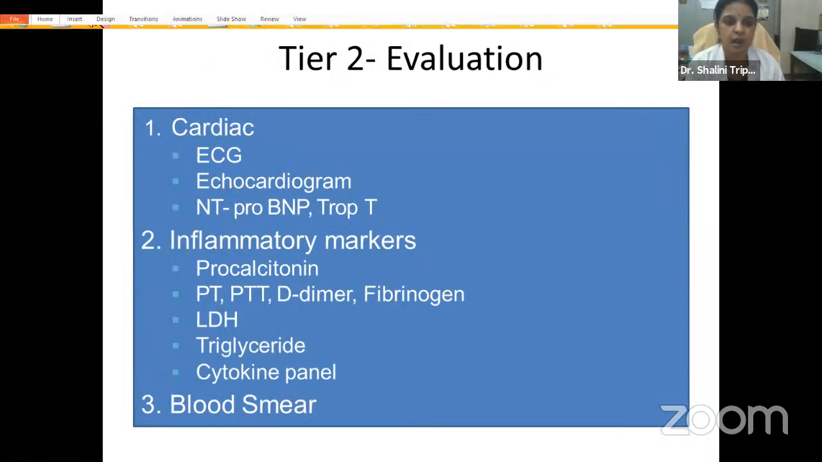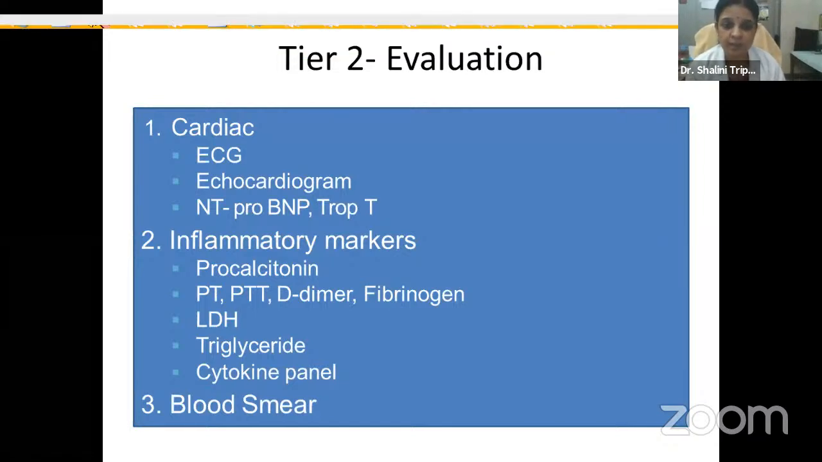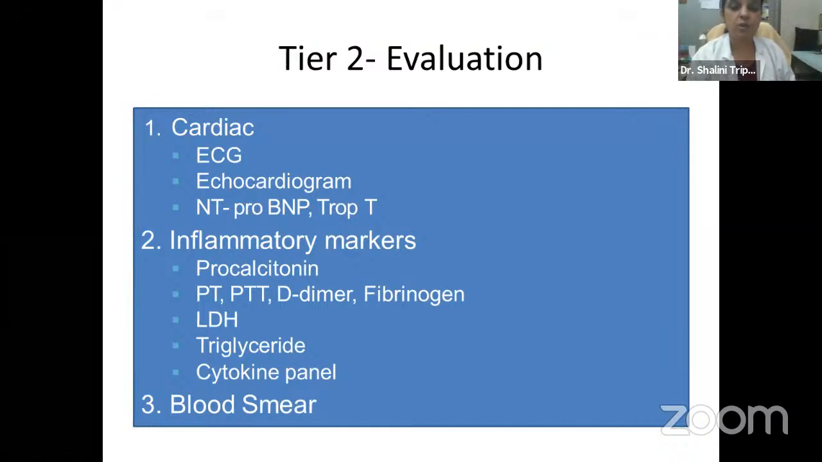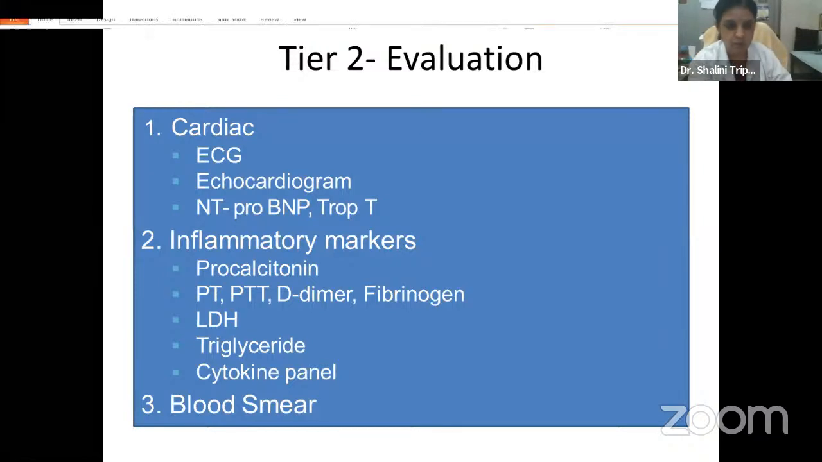Tier 2 tests are mainly cardiac, inflammatory markers, and blood smear. In cardiac, you will do ECG and echocardiogram, pro-BNP, and TROP-T levels for cardiac involvement. And for the inflammatory markers, we will do the procalcitonin levels, prothrombin time and APTT, D-dimers, fibrinogen, LDH, triglyceride, and cytokine panel if it is available at your hospital, and blood smear we have to do.